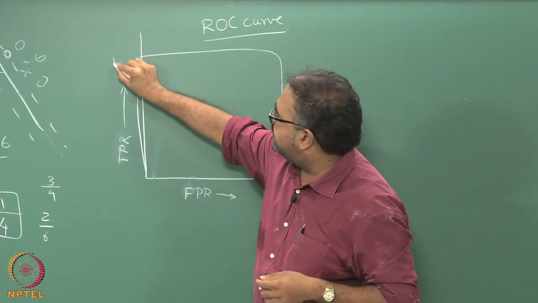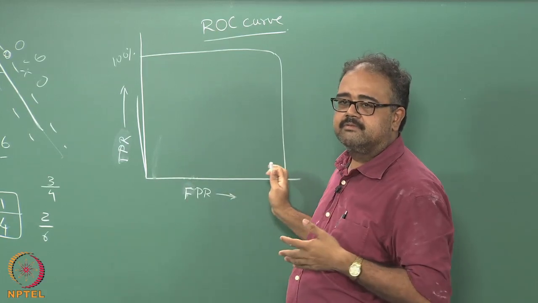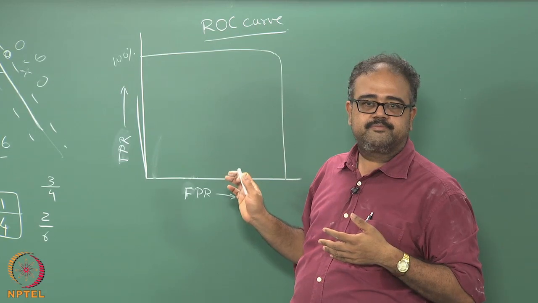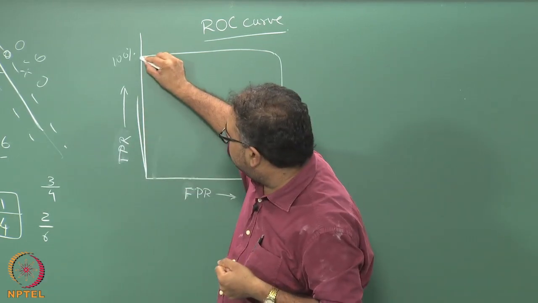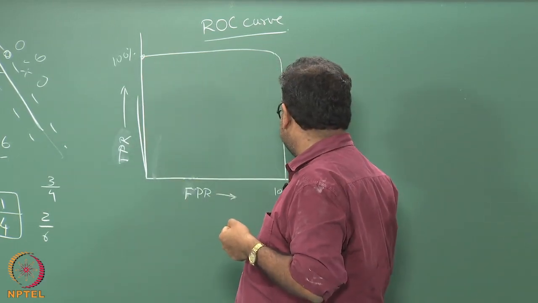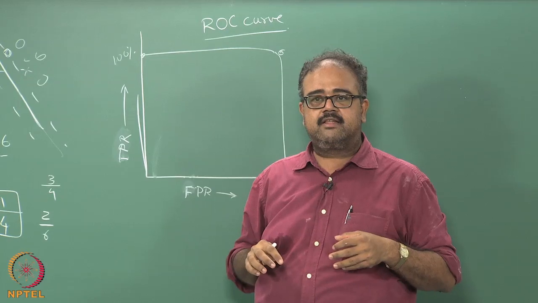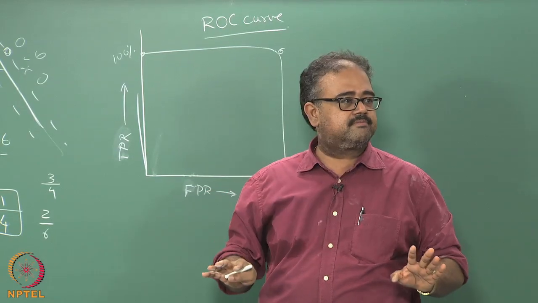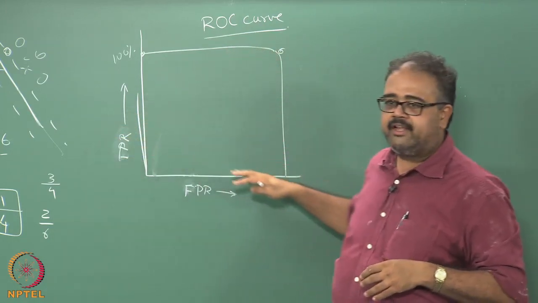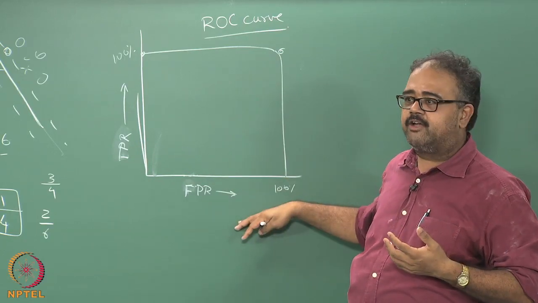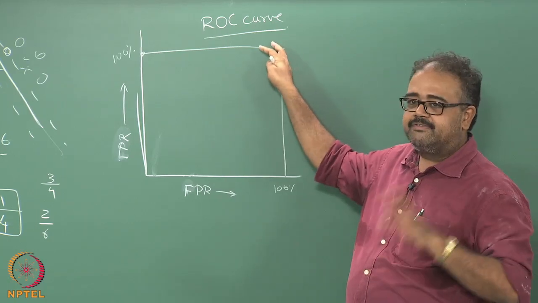So I should get 100% true positive rate before I start saying anything is false positive. Does it make sense? So here is 100% and here is 100%. So at this point I am classifying everything as positive. So I will have a 100% true positive rate because I got everything as positive, and I will have 100% false positive rate. So everything that I could say is falsely positive, I am saying it is falsely positive.